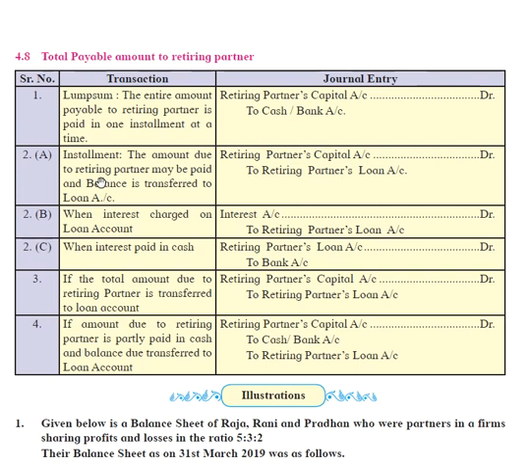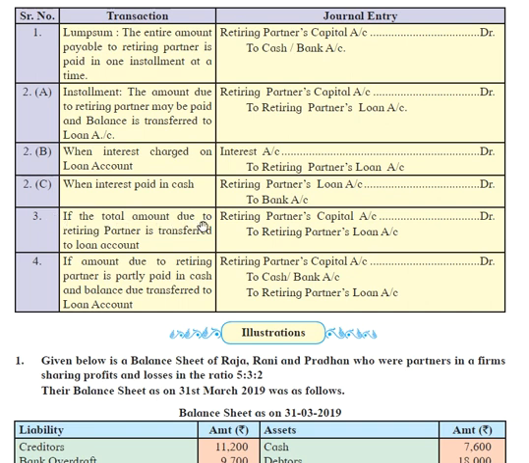If it is installments, when interest is charged on the loan account, interest account debit to retiring partner's loan account, and when interest is paid in cash, retiring partner's loan account debit to bank account. And if the total amount due to the retiring partner is transferred to the loan account, retiring partner's capital account debit to retiring partner's loan account. And if the amount due to the retiring partner is partly paid in cash and the balance transferred to the loan account, retiring partner's capital account debit to cash or bank account and retiring partner's loan account.